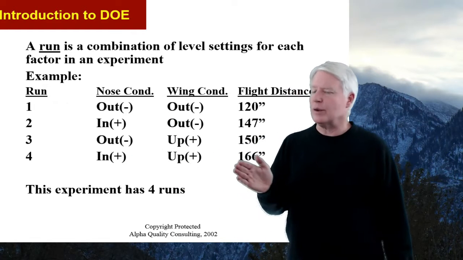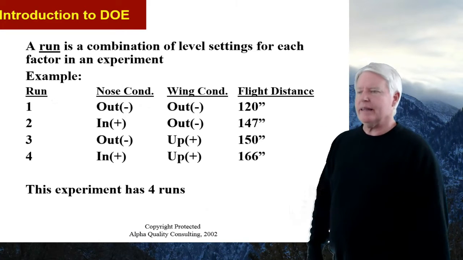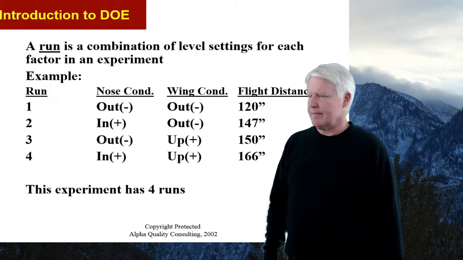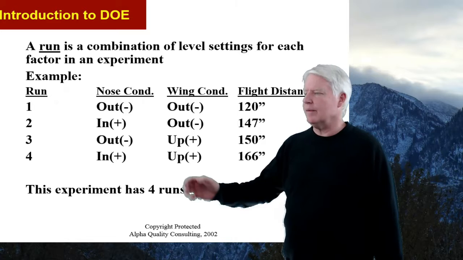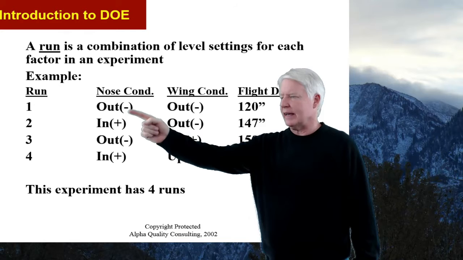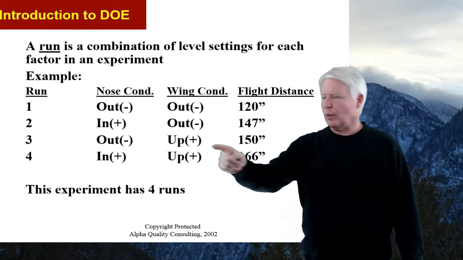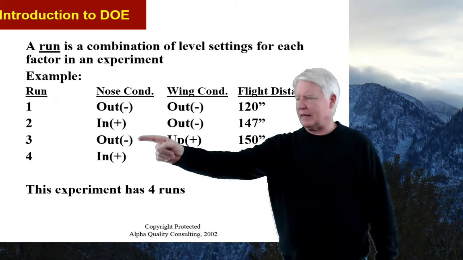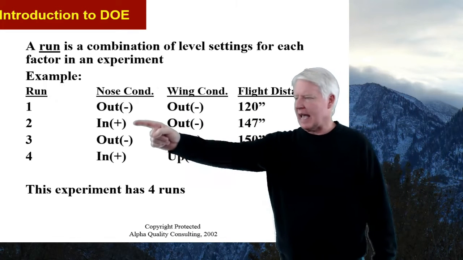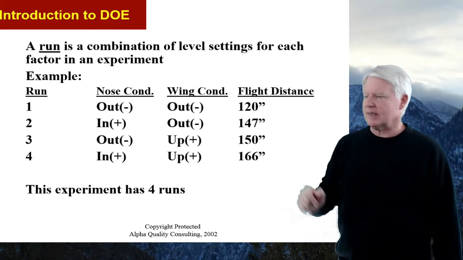This is a full factorial design, by the way. Now, how do I calculate the effects? How do I calculate the effects of nose condition? That's an interesting question. Well, this is what you do. You take the average when it was in its negative setting. The negative setting was run number 1, and it was 120. So take 120 and 150 and take the average of those. What am I doing? I'm calculating the average when nose condition was negative. Then I take the average when nose condition was positive, which was 147 and 166.